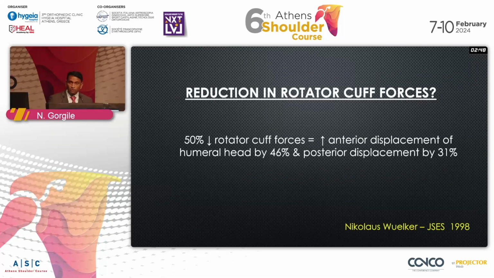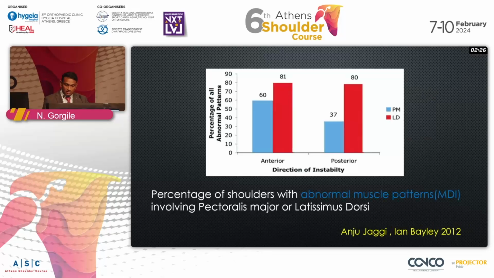So we know that the rotator cuff is a very important shoulder stabilizer. And what happens if there is a reduction in the rotator cuff forces? A 50% reduction in the rotator cuff forces results in increased anterior displacement of the humeral head by almost 45%, 46%, and posterior displacement of the head by 31%.